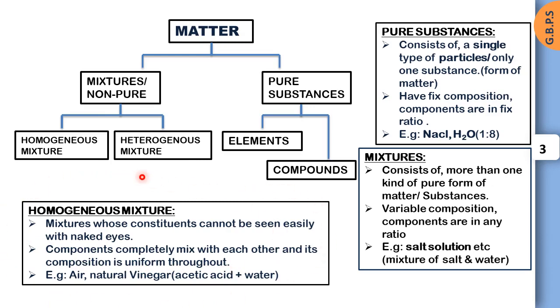Now you guys try to define heterogeneous mixture along with an example, as I have written for the homogeneous mixture. Again, these pure substances are further classified into elements and compounds. Today we'll not discuss these elements and compounds. We'll discuss this in the next class.